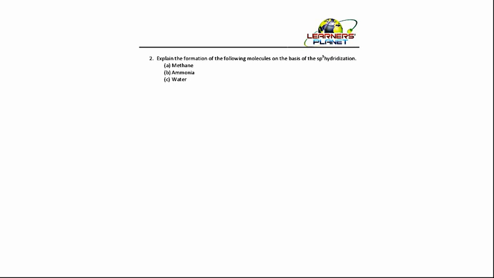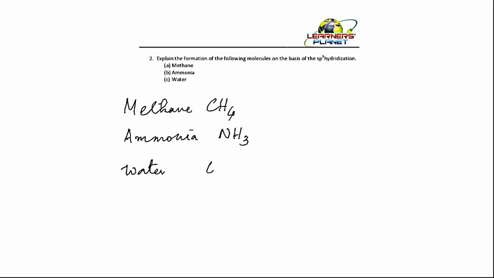Which tells us to explain the formation of the following molecules. First one is methane, that is CH4. Next we have ammonia, or NH3, and last we have water, H2O. So now we move on to describe these molecules and explain their formation one by one.